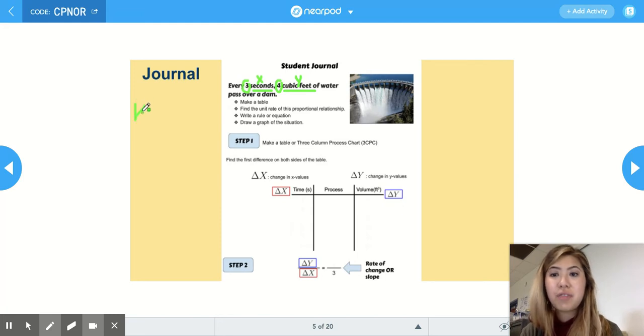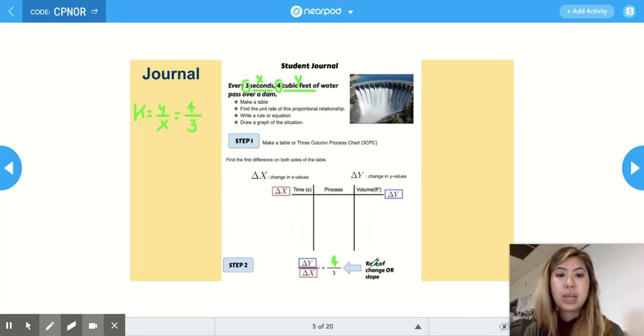So I'm going to start off by finding that slope, that unit rate, that rate of change, by using the equation k is equal to y over x. I'm going to plug in the values of y and x. The value of y is going to be 4. The value of x is going to be 3. So I can fill this out right here. Our rate of change, or our slope, is 4 over 3.